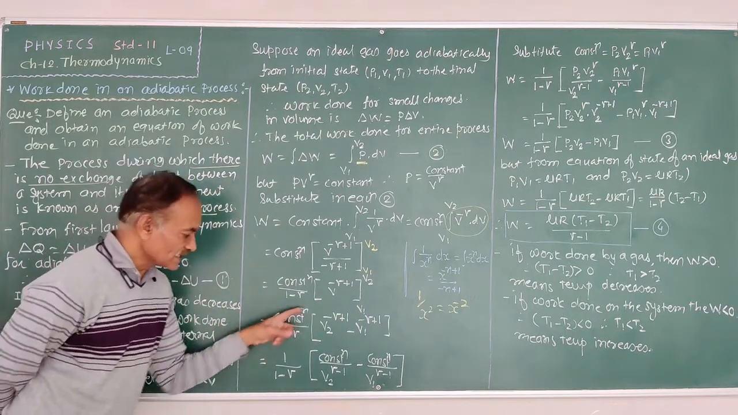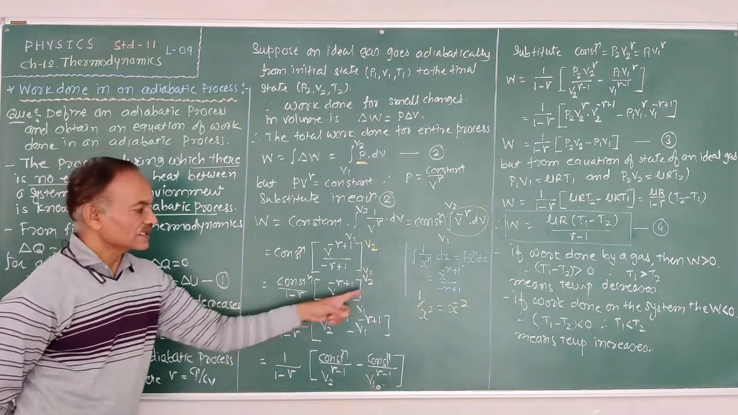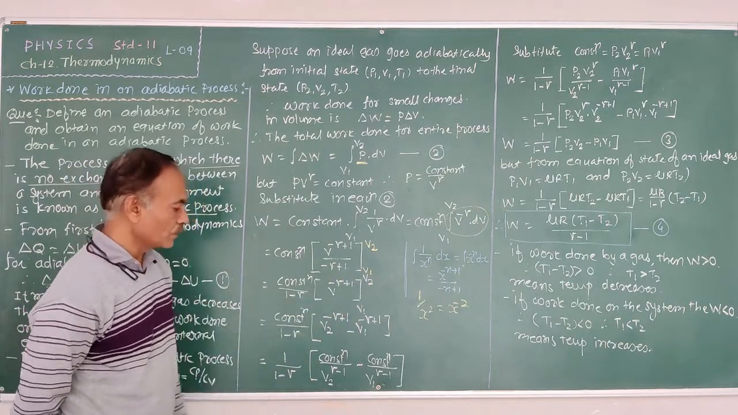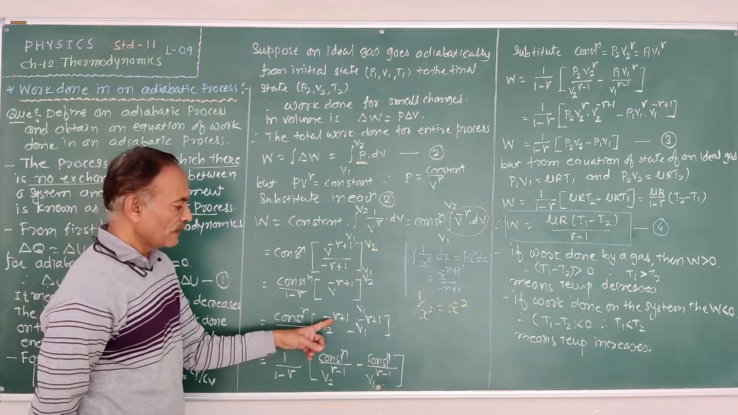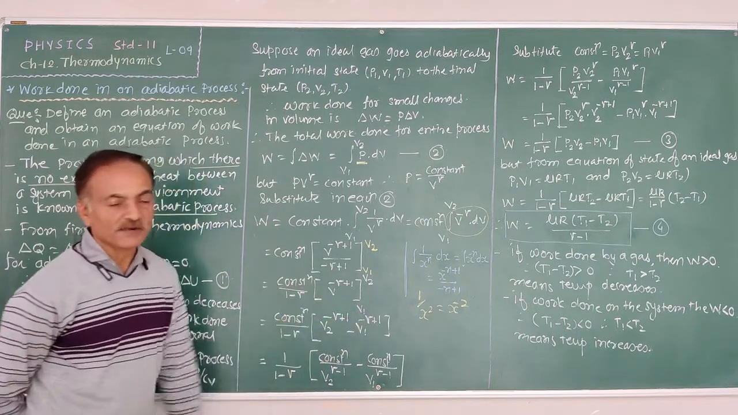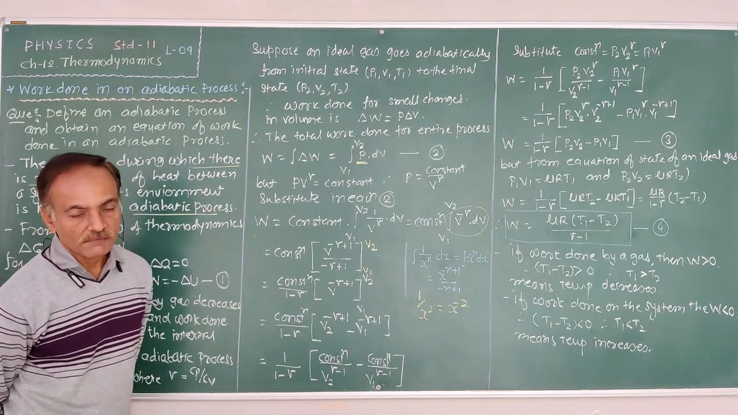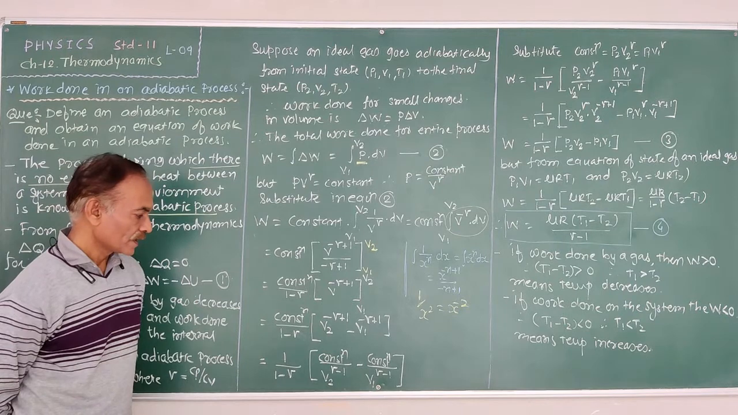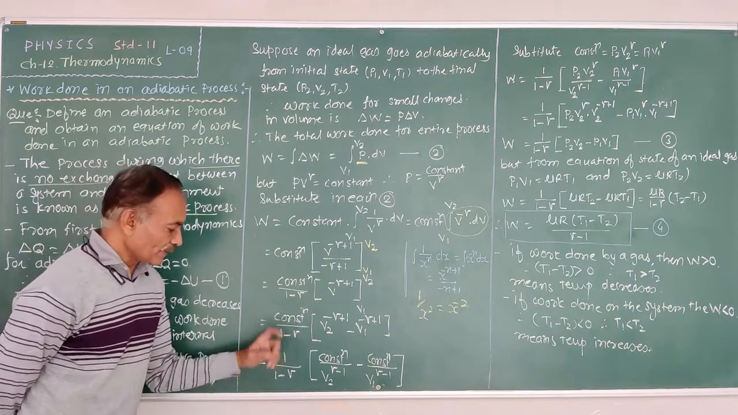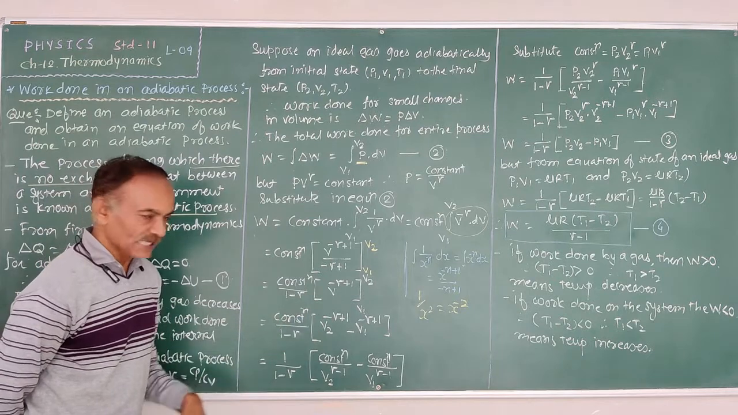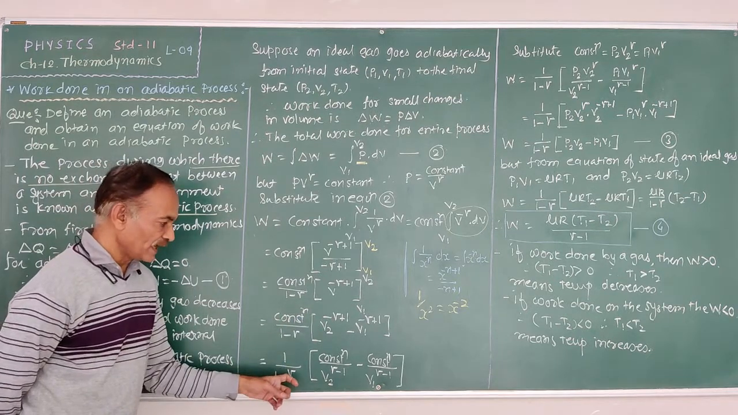Now, constant upon 1 minus gamma. Substitute V as V2, and V1 is subtracted from V2. Therefore, V2 to the power minus gamma plus 1 minus V1 to the power minus gamma plus 1, upon minus gamma plus 1. Okay. Therefore, constant upon 1 minus gamma. Here we take the constant inside. Therefore, 1 upon 1 minus gamma.